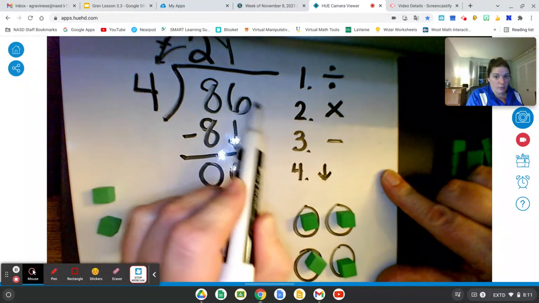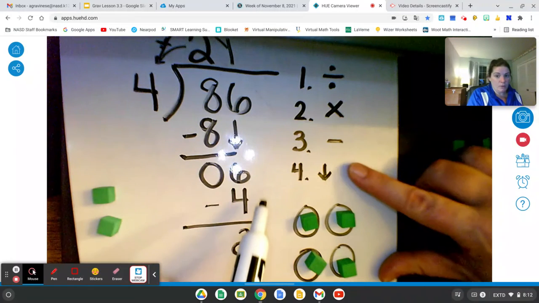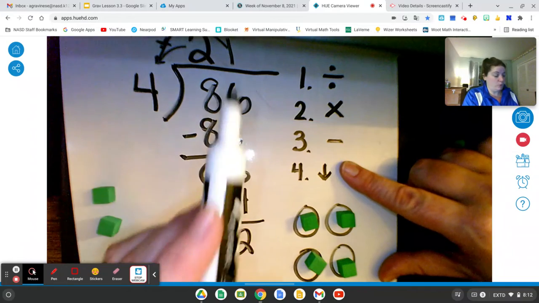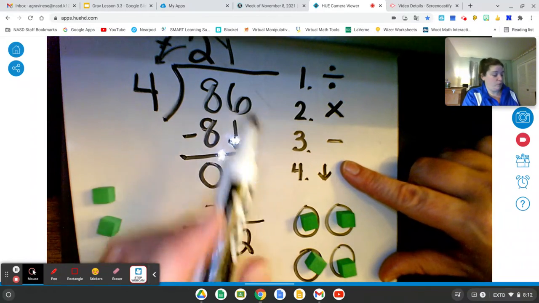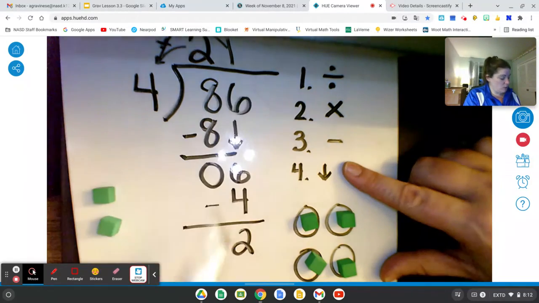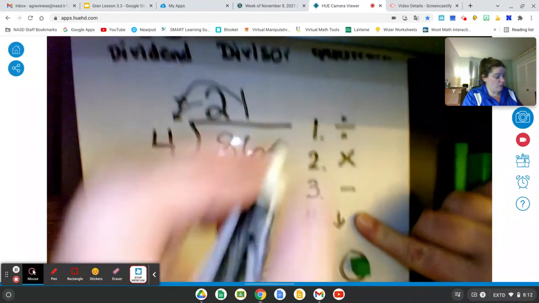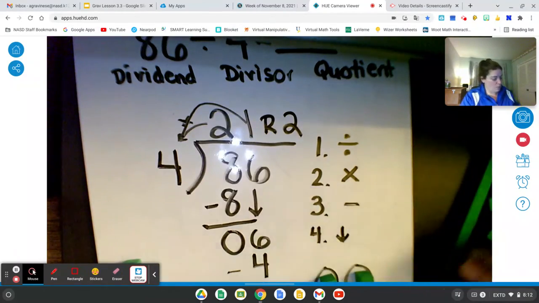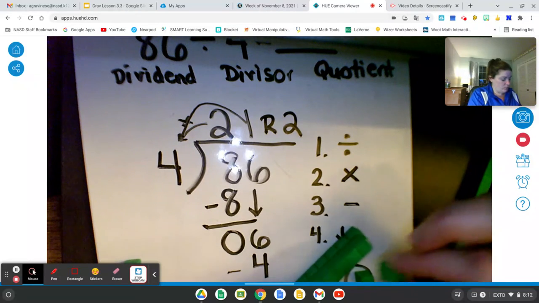I don't have any other numbers here to bring down, okay? Because I'm writing this as a remainder, I'm not going to do the next step if it were a decimal. So I'm just going to say, okay, I have 2 remaining. So what is our final answer?